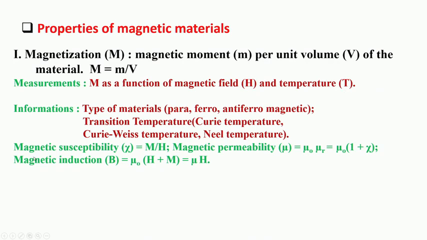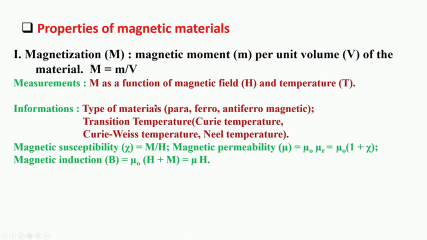And you know these relations. Magnetic susceptibility is nothing but magnetization M by H, magnetization per unit magnetic field. Magnetic permeability is mu equal to mu 0 mu r, where mu r is 1 plus chi. Magnetic induction B is basically mu H. You are familiar with these relations. My purpose is not to discuss these things, which are associated with the magnetic material. Here I want to discuss how to measure the magnetization experimentally as a function of magnetic field.